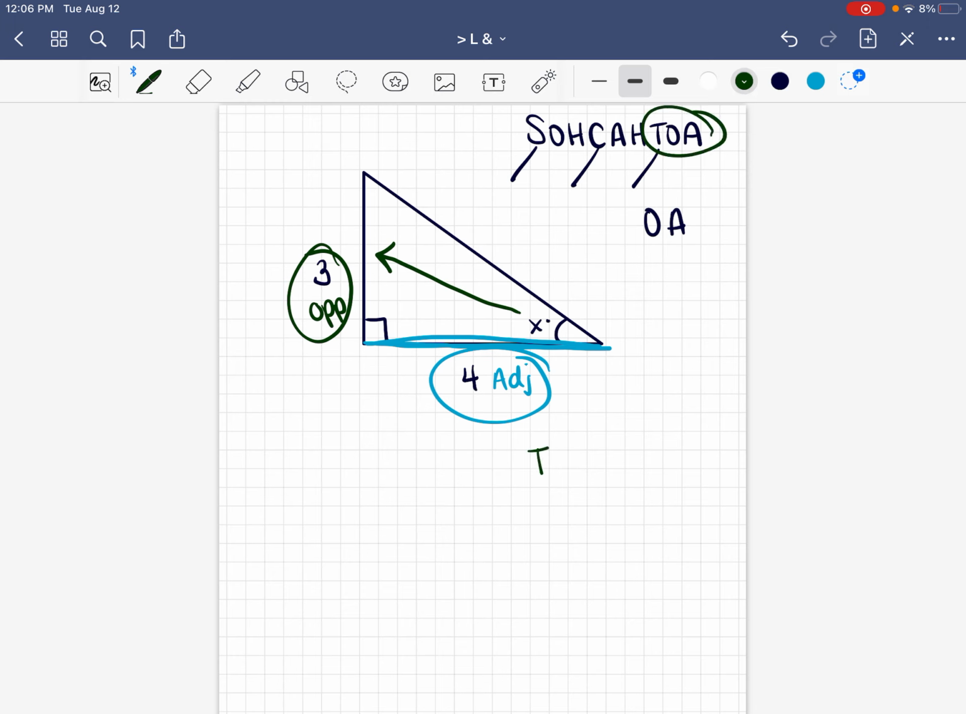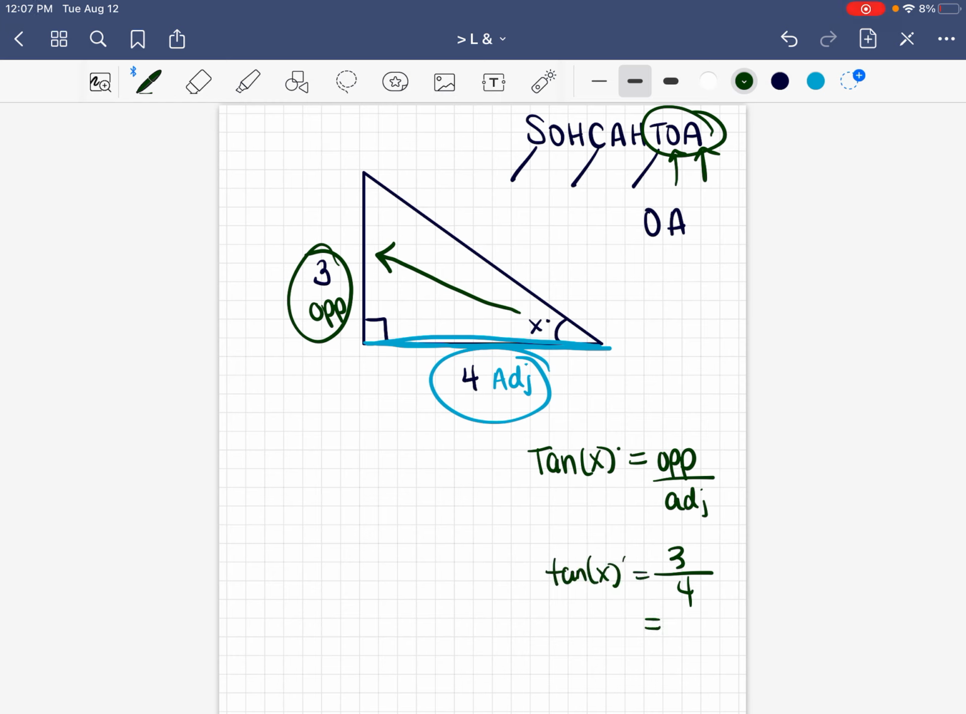So let's go ahead and write the equation. Tangent of angle X is equal to, and it's in the order, opposite is on top, adjacent is on the bottom. And then we're going to go ahead and solve this. First we're going to put in what we have. So the opposite is 3, the adjacent is 4, is equal to tan of angle X.